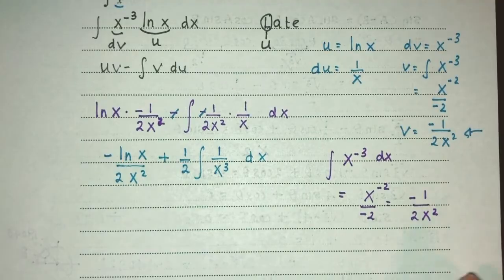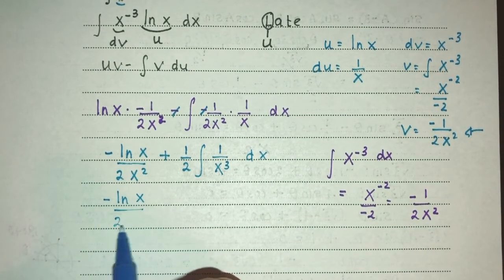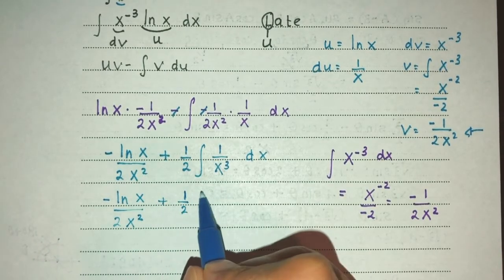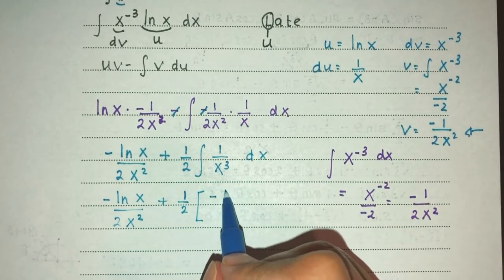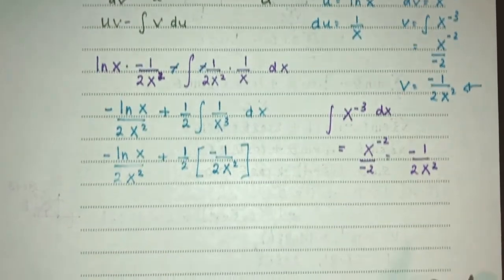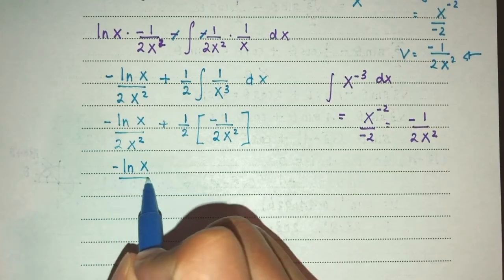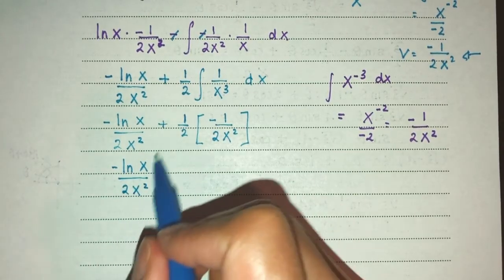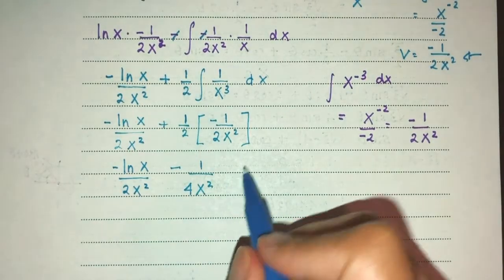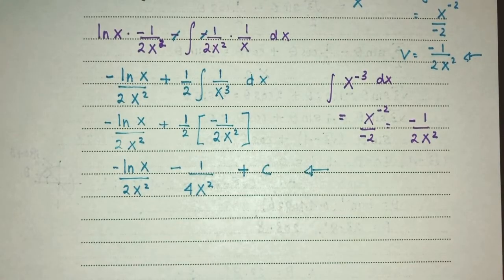So replace back in your main function. This is minus ln of x over 2x squared plus half times minus 1 over 2x squared. Now simplify. This will be the same thing, and that will be minus 1 over 4x squared. Of course, we have to write plus c for the constant of integration. So this will be your answer for part 1.